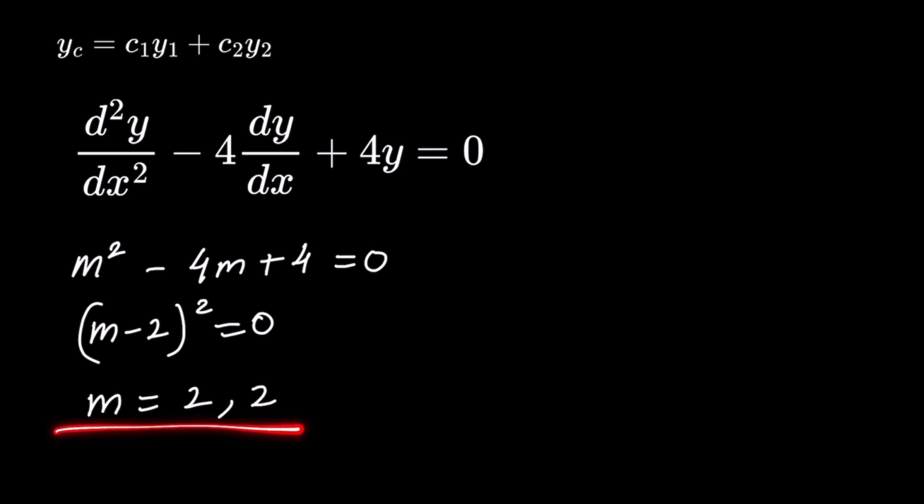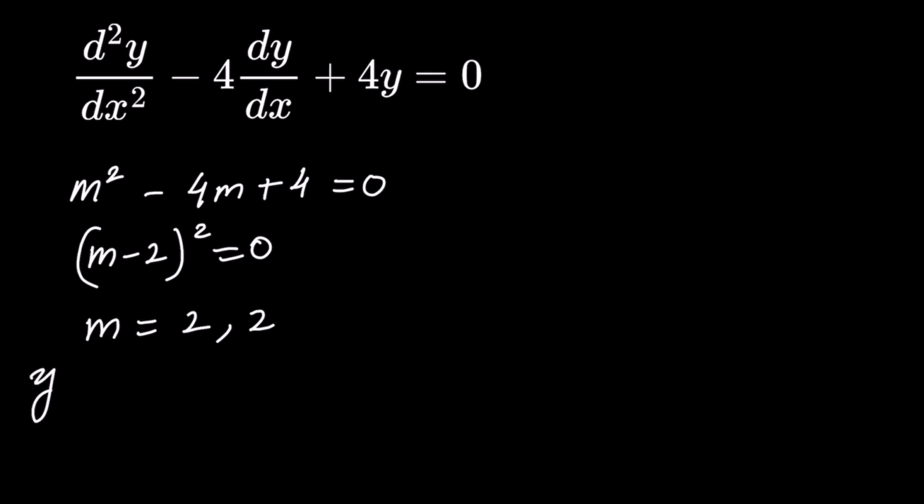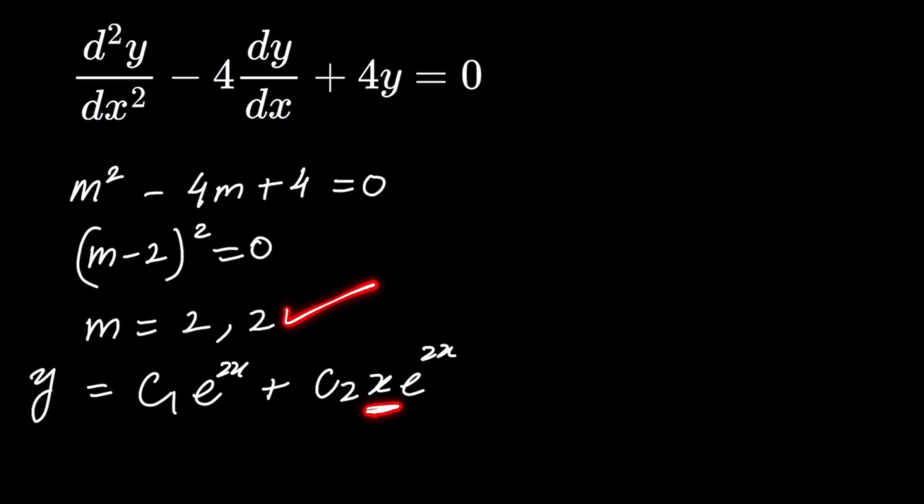So the roots are real and repeated. Therefore, the general solution, the complementary function, is going to be y is equal to c1 e power 2x plus c2 x e power 2x. This x accounted for the second case where the roots were real and equal.